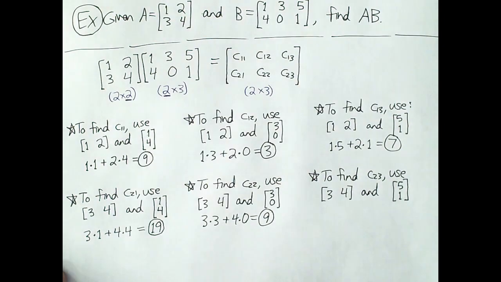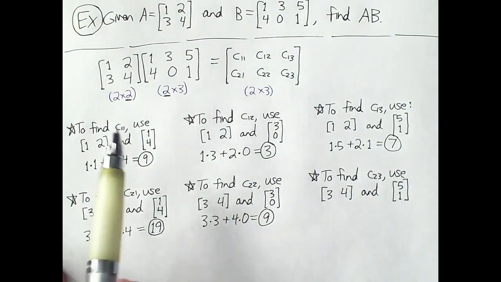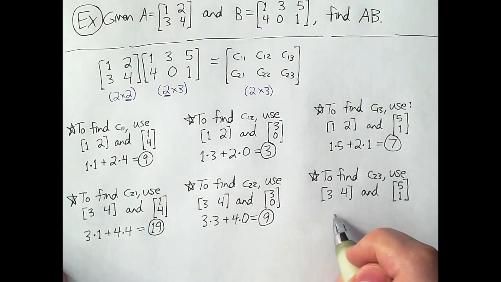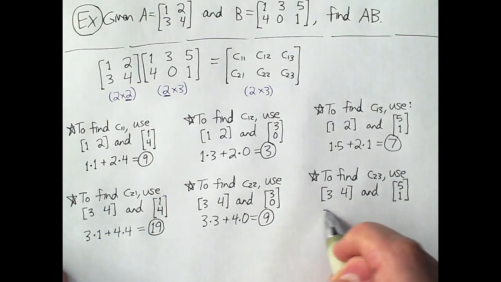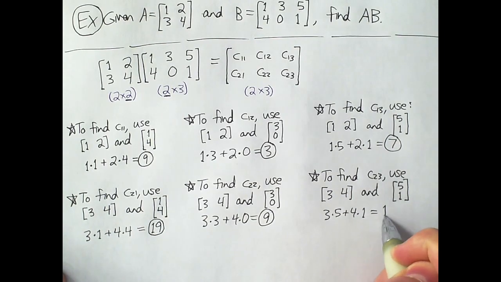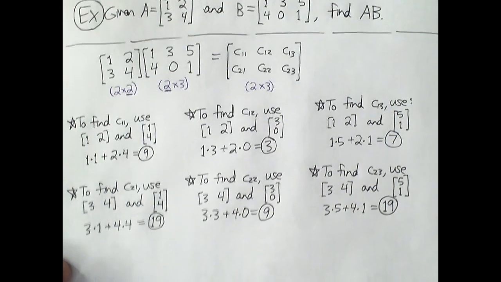You could actually check that we did wind up using every combination, right? We used every combination of a row from A and a column from B. 3 times 5 plus 4 times 1 is 19. Hey, we got a 19 for one of the other entries too. That's just a coincidence.